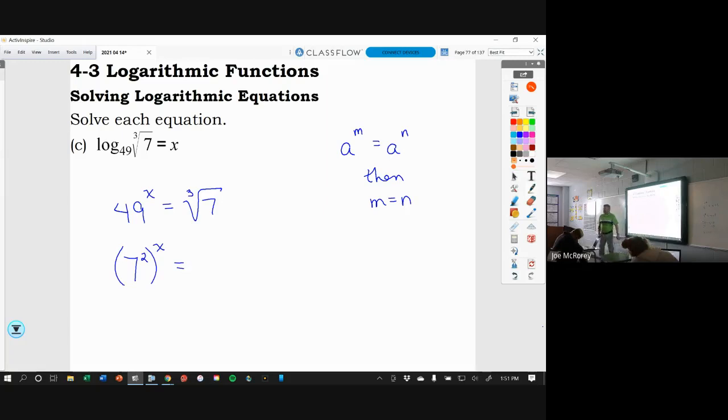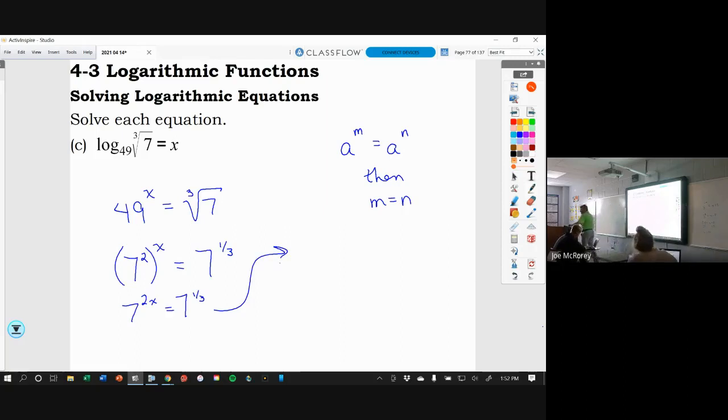Can you write the cube root of 7 as a base of 7 raised to a power? Yes. 7 to the 1/3. Because that's what an index is. The index is that bottom number. Okay. What does 7 squared to the x power, what do you do when you raise a power to a power? So that means I have 7 to the 2x power. Again, this would be an unnecessary step. Is equal to 7 to the 1/3. My bases are now the same.